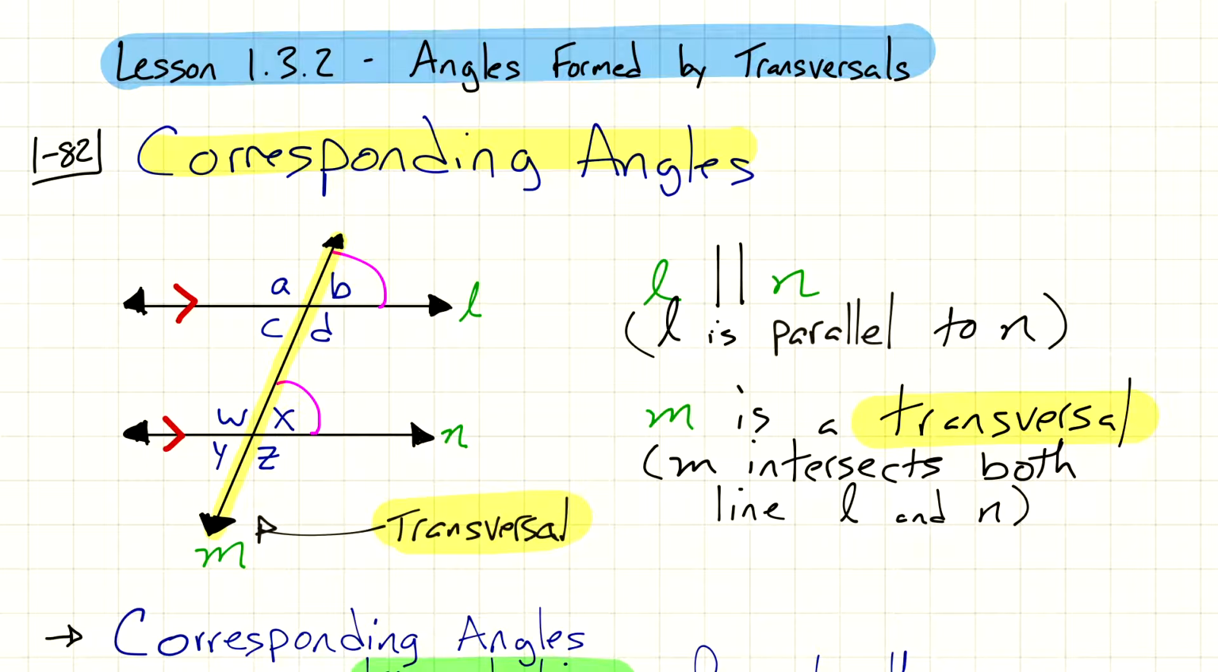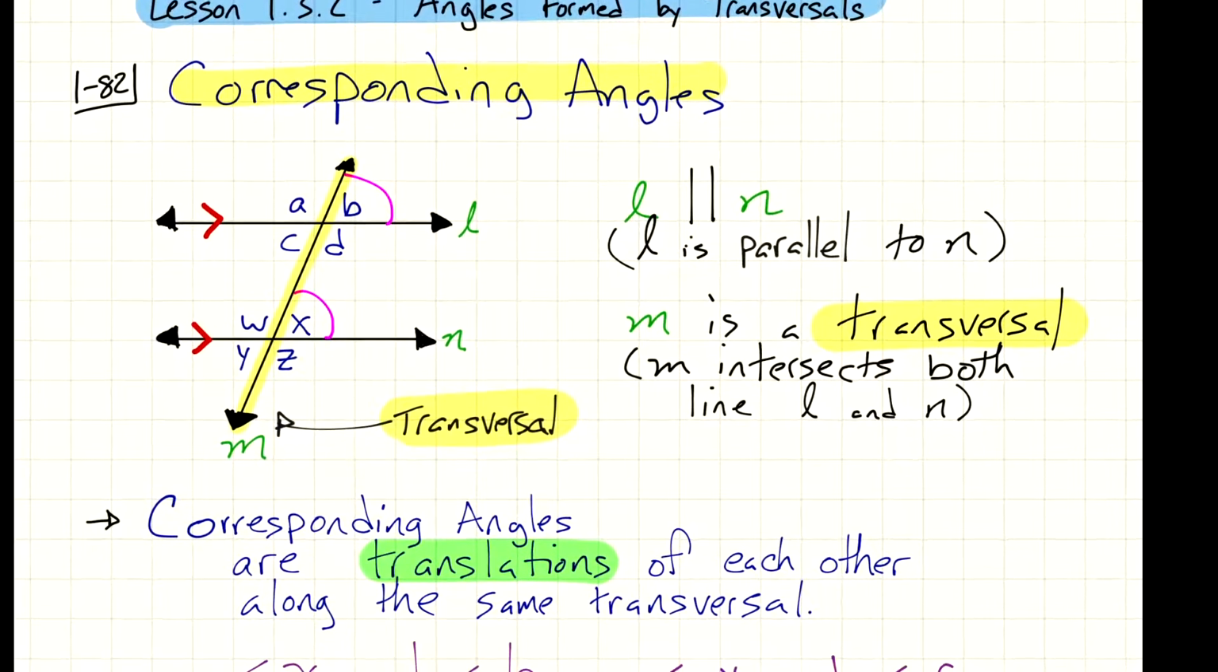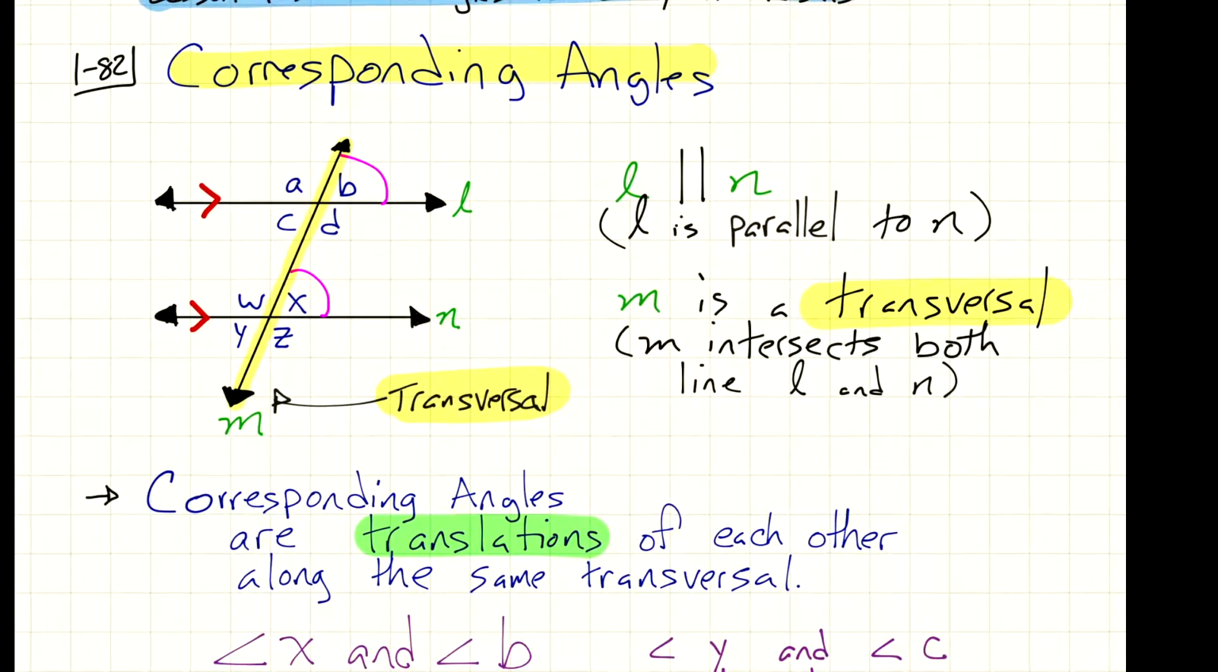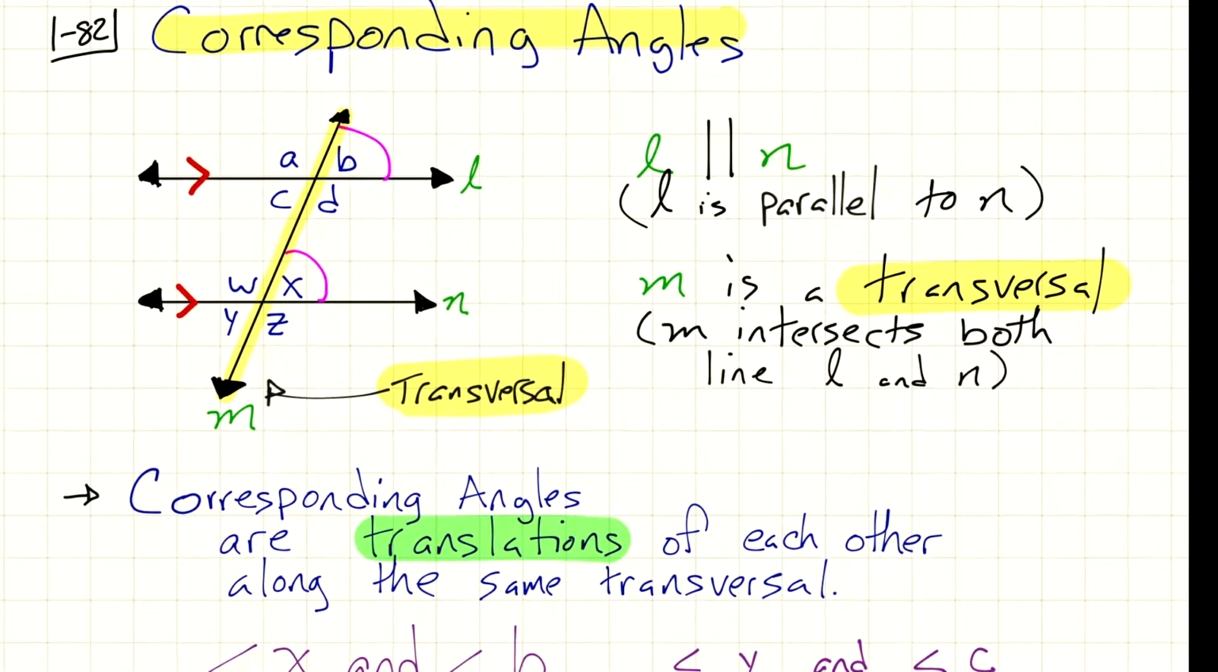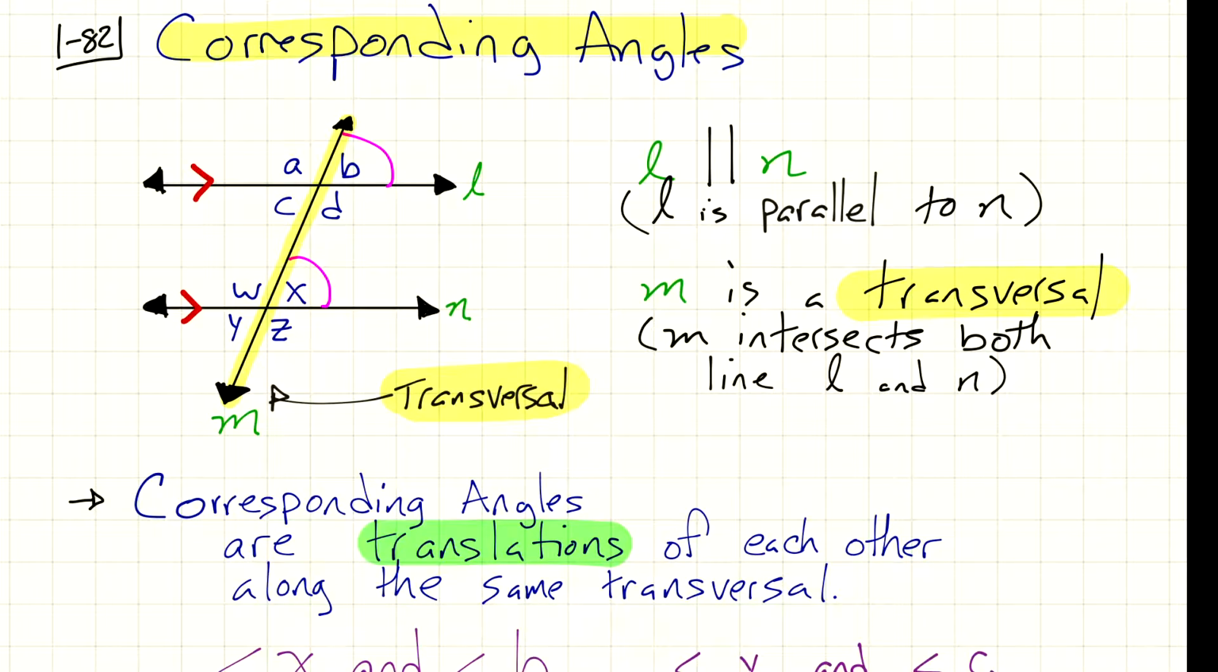So that sets up the basics for corresponding angles. This is the situation we're looking at. In this situation, we have a lot of angle pair relationships going on, and I think in the next lesson we'll look closer at all of them. But for the most part, the definition we're focused on is that corresponding angles are translations of each other along the same transversal.